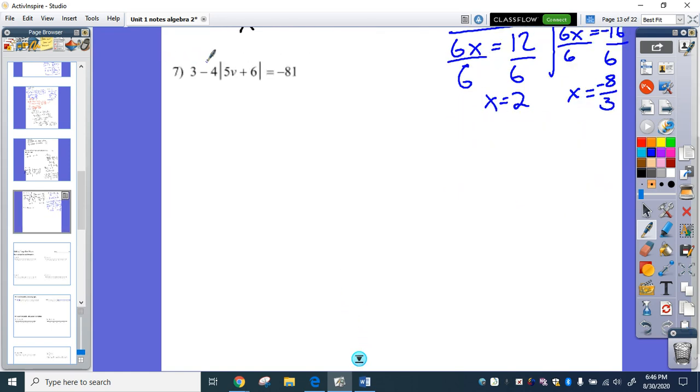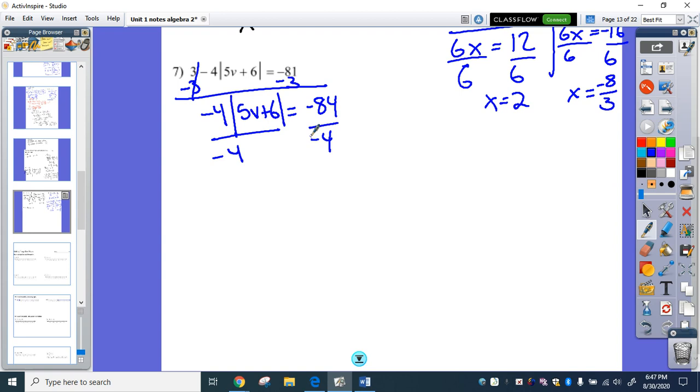So this says 3 minus 4 times the absolute value of 5v plus 6 equals negative 81. Start farthest away from your absolute value. This is a positive 3, so the first thing we're going to do is subtract 3 from both sides. We're still trying to get our absolute value isolated. So we have negative 4 times the absolute value of 5v plus 6. Negative 81 minus 3 is negative 84. Now we're at a situation similar to what we saw in number 6. We're going to divide both sides by the negative 4. That leaves us with the absolute value of 5v plus 6 equals 21.